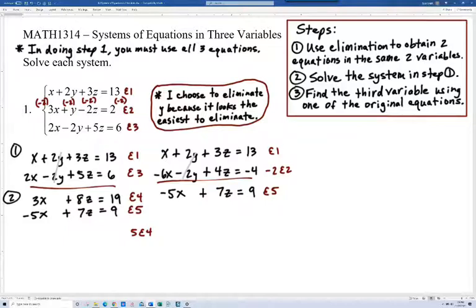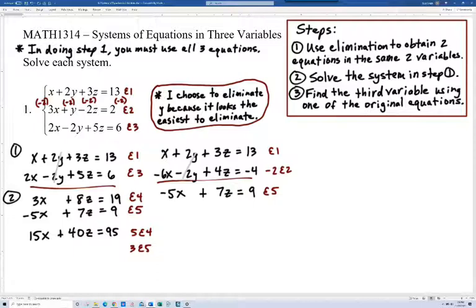So we're going to get 5 times 3x. We're also going to do 3 times equation 5. So notice negative 5x times 3, we'll get negative 15x as the first term for the second equation. So we're going to end up with opposites for x, which is what we want. So now let's do this. 5 times 3x is 15x. 5 times 8z is going to give us 40z. And 5 times 19 is 95.